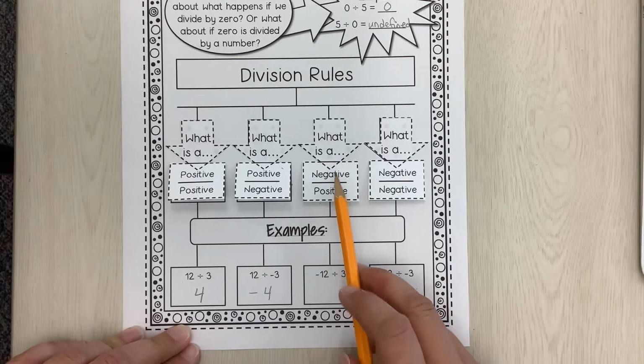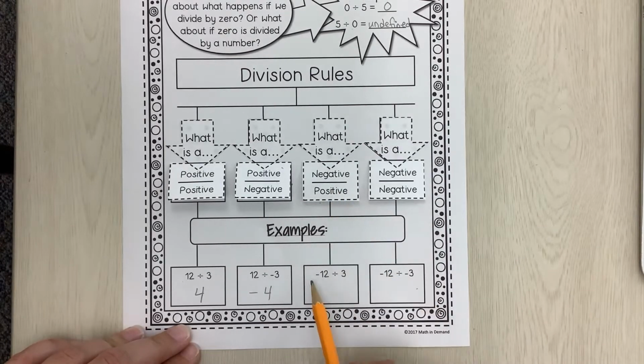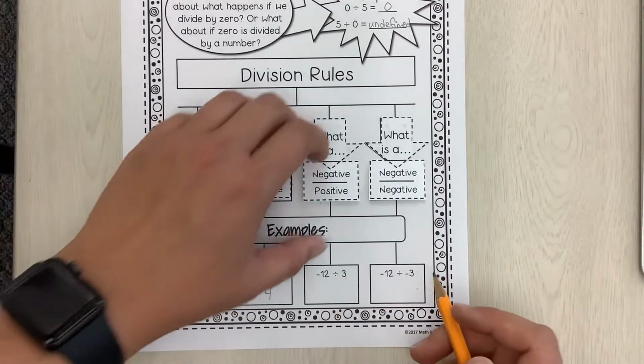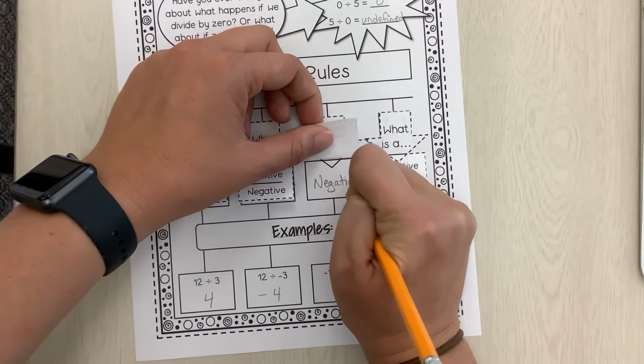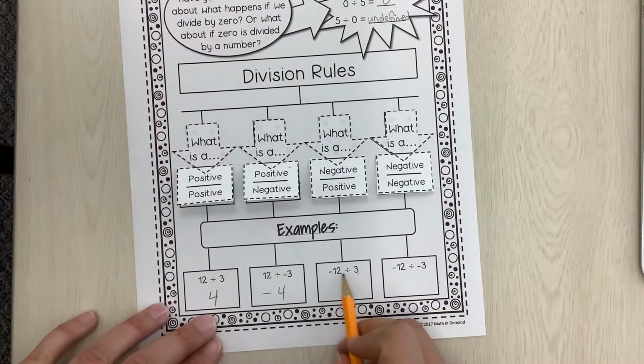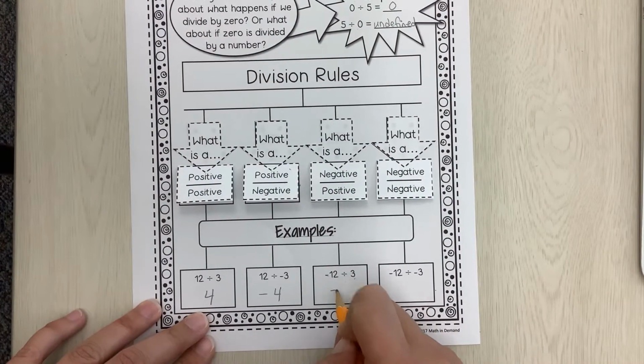So let's do the next one. A negative divided by a positive. If you have this one, it is going to be negative. So negative 12 divided by 3 is a negative 4.